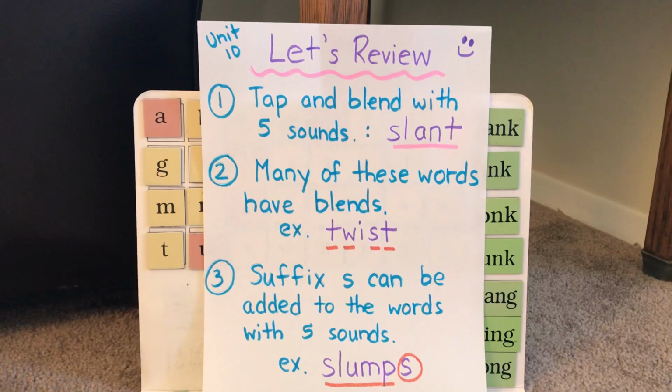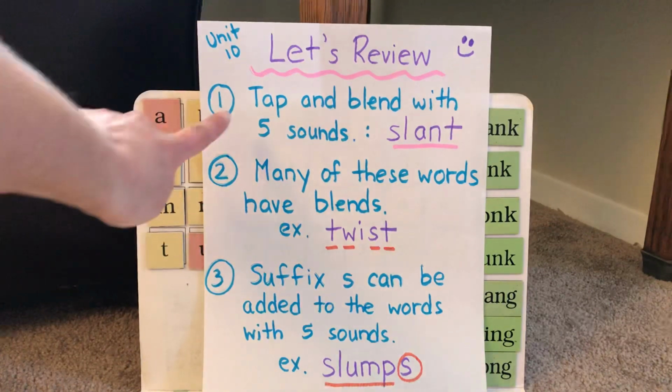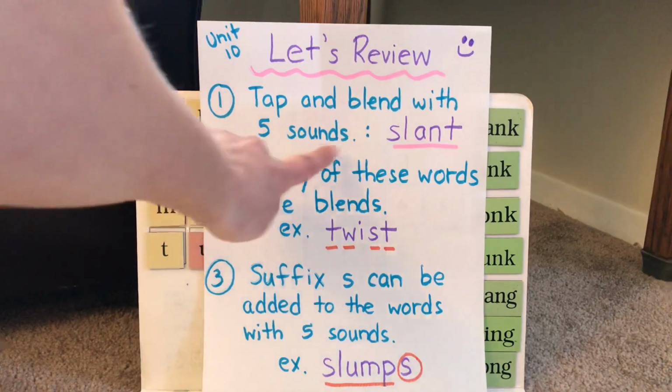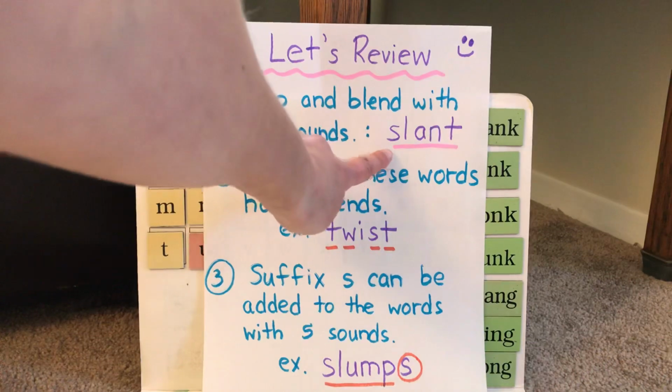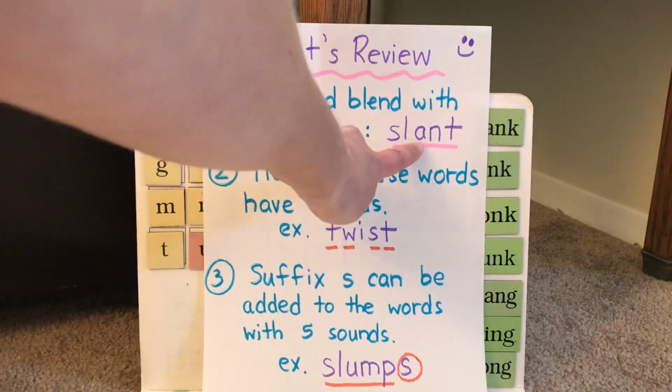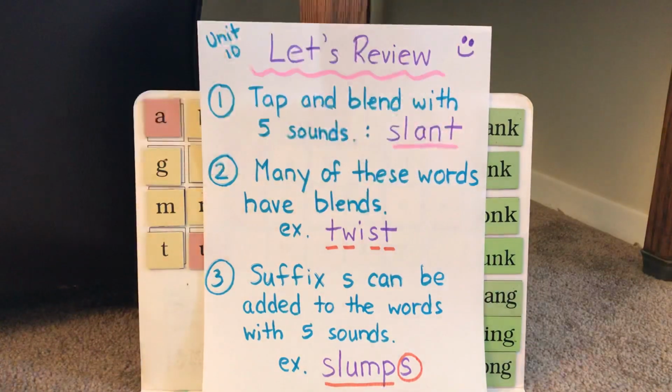Okay, let's do some foundations. I want to make sure that I'm very clear with what is going on in Unit 10. So I made a review sheet. Let's review. The first most important thing that we're learning in Unit 10 is that we can tap and blend words with 5 sounds, just like slant. Slant. 5 sounds, slant. Number 2, many of these words with the 5 sounds have blends.